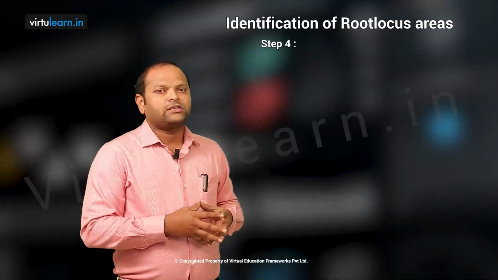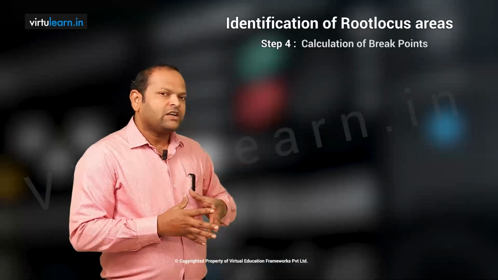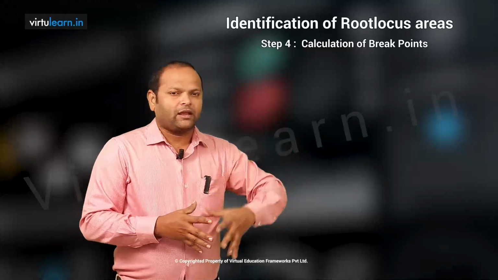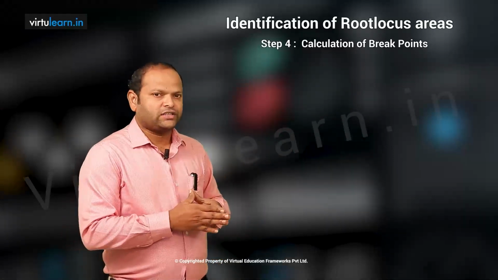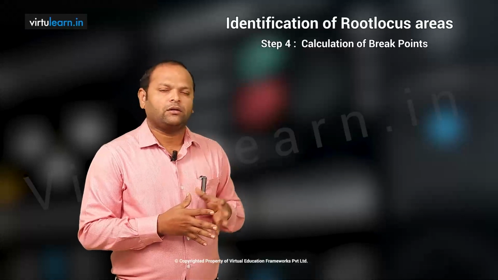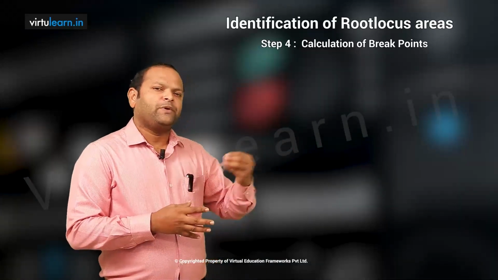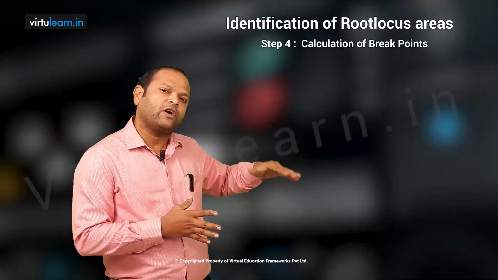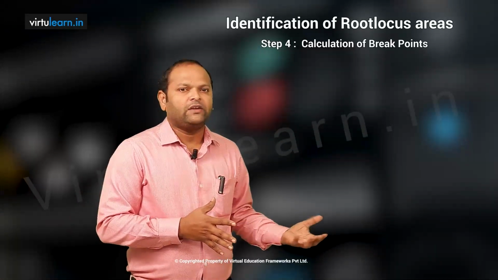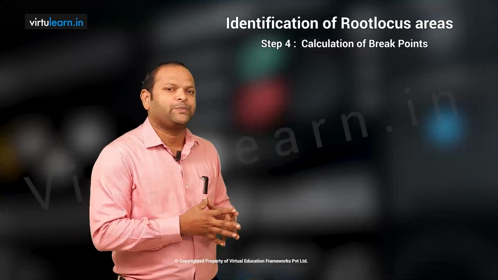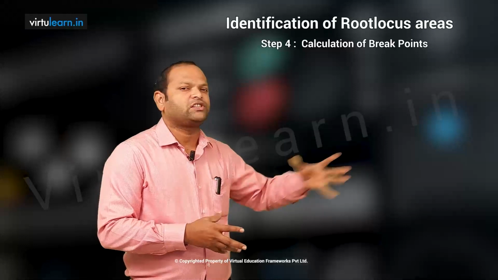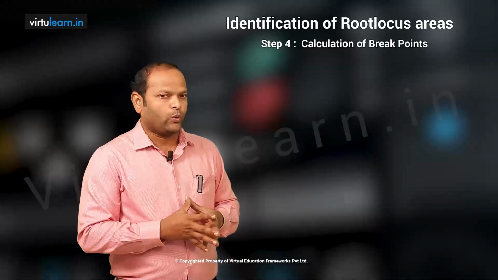Next, step 4. Step 4 is breakpoint calculations. We know there are breakaway and break-in points. You do all the calculations for the given characteristic open loop transfer function, and before calculating you check the possibilities. If there is any possibility of a breakpoint occurring, you calculate. If there is no possibility, simply say there is no possibility of occurring breakpoint, so breakpoint calculation is not needed. So this step is over.